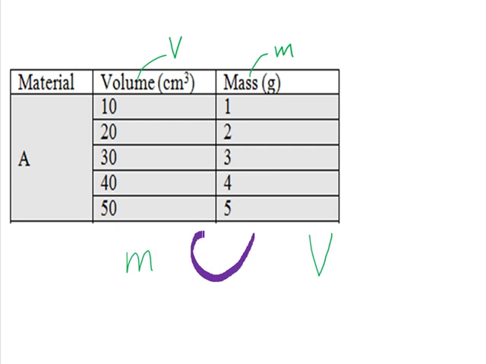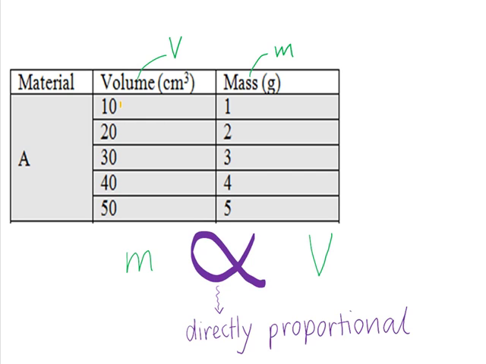Mass and volume are directly proportional to one another for a certain material. If we have a block double as big as another, its mass will be double the mass of the other. 10 times 3 is 30, 1 times 3 is 3. 20 times 2 is 40, 2 times 2 is 4. 30 times 5 over 3 is 50. 3 times 5 over 3 is 5.